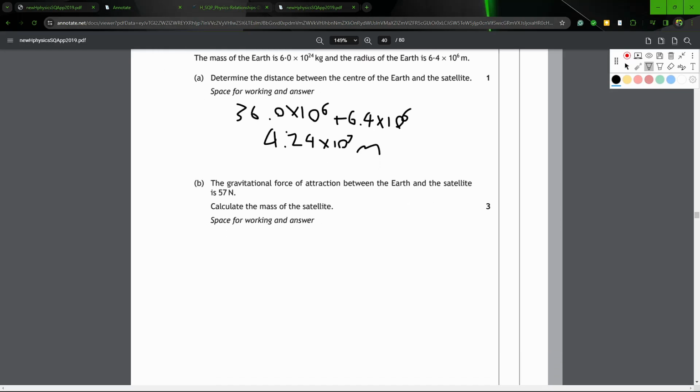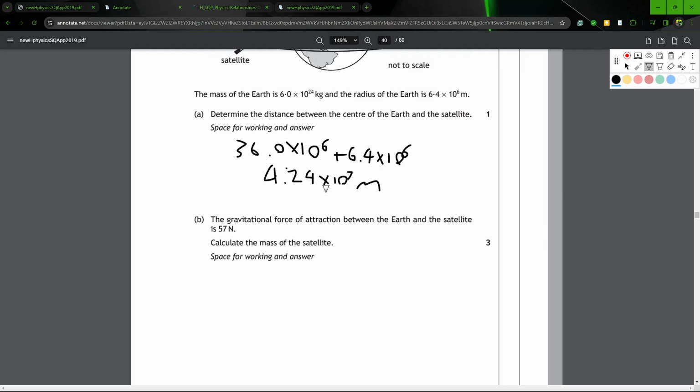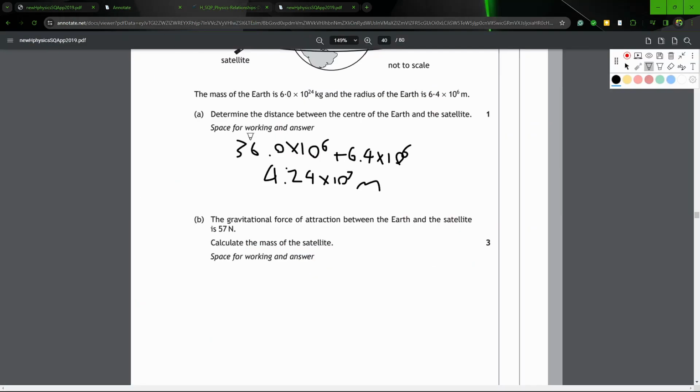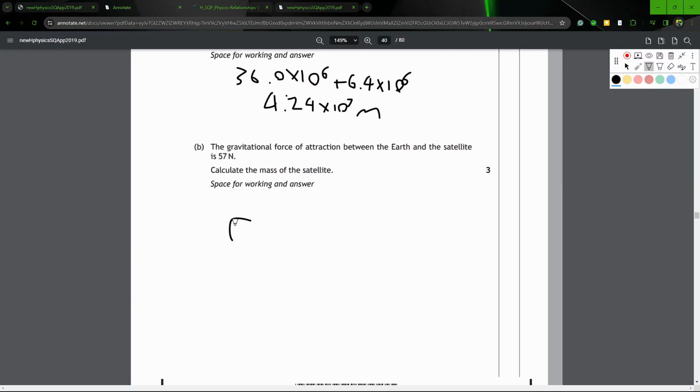The gravitational field strength, I mean the force of attraction, between the Earth and the satellite is 57 newtons. Fantastic. Okay, so for this one, remember this equation: F equals G, the universal constant of gravitation, times M1 times M2, divided by R squared. Let's write that down.